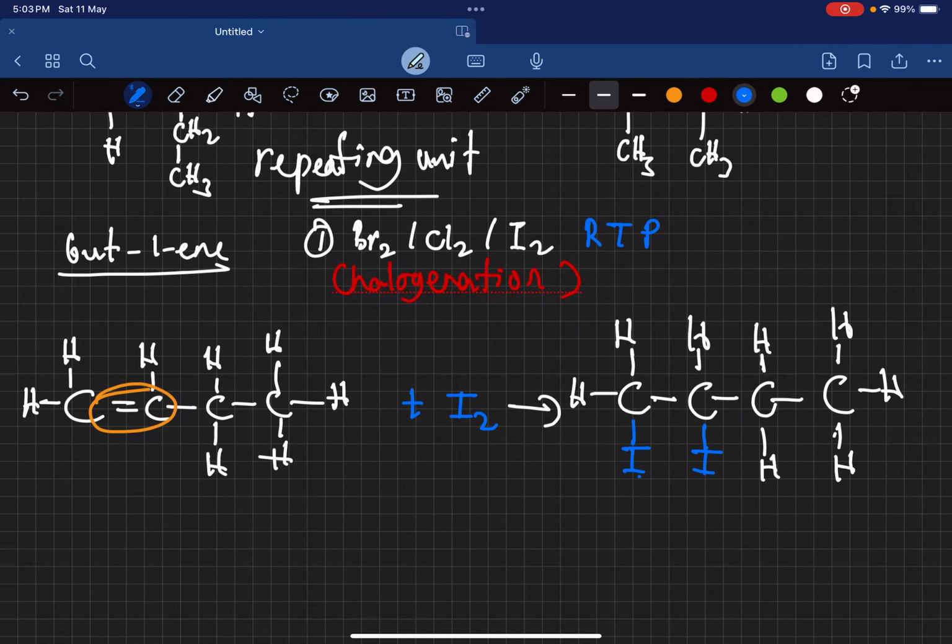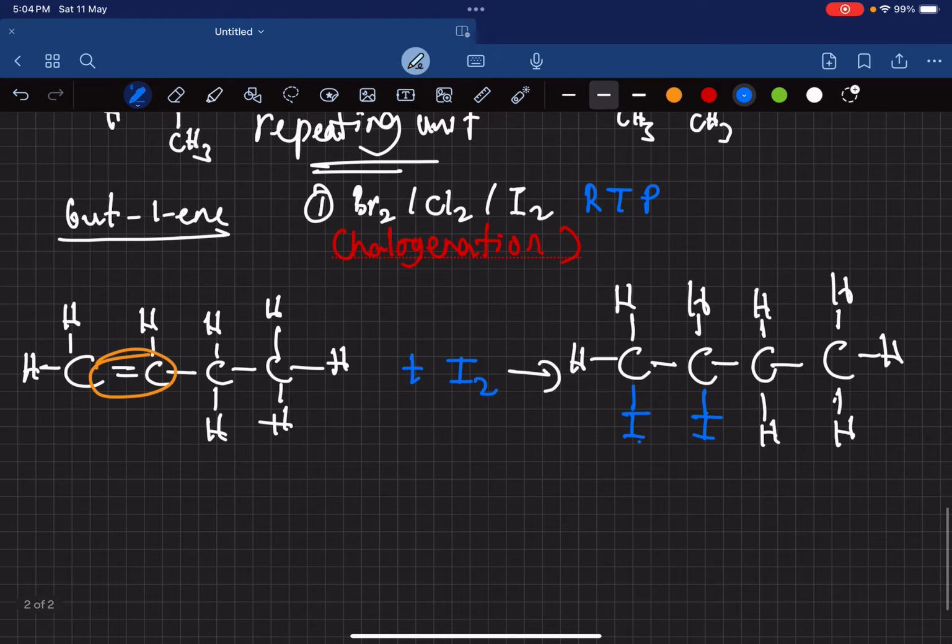Whether it's iodine or hydrogen or chlorine or bromine, it'll be like that. So it'll add on over there. Oh, by the way, since I talked about hydrogen: hydrogen is usually used at 180 degrees Celsius and using a catalyst, usually platinum or nickel.